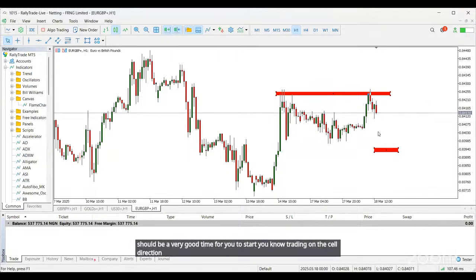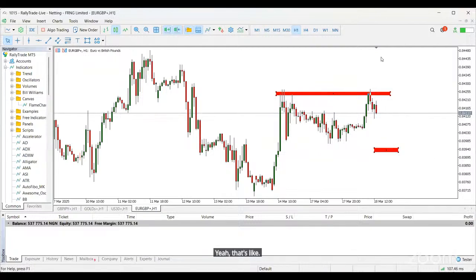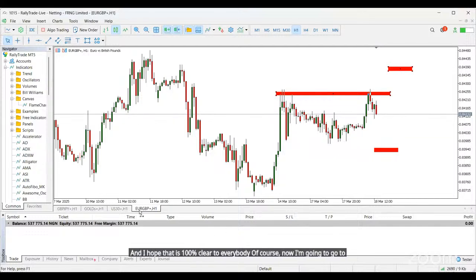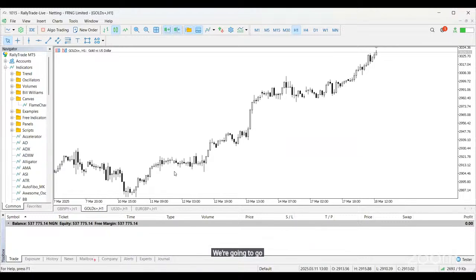Otherwise, you hold on until the trend begins to shift to the other side, which will be a lower low, or it begins to trade to the upside and break this structure to form a higher low. Then you know that the trend is shifting. And now I hope that is 100% clear to everybody. Of course, since I have the floor, I'm going to go to gold, and then we can look at what gold is doing.